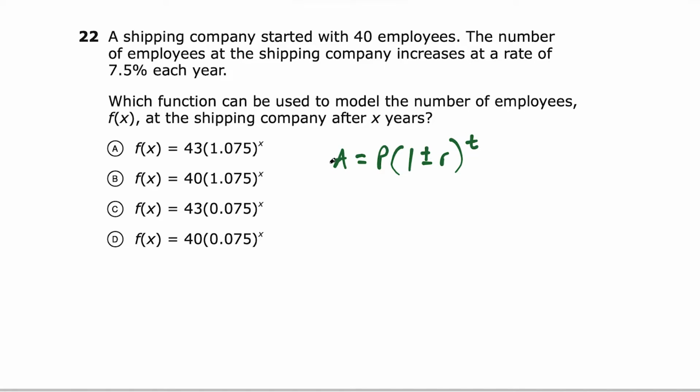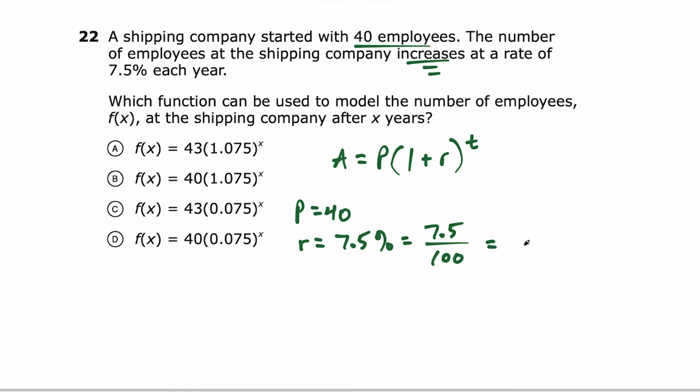Okay, so for a situation like this, where the number of employees is increasing, we're going to go with 1 plus r. Okay, so I'm just going to modify this formula, and I'm only going with the plus here. So now I just plug in everything. P is the initial value here of 40. So P is equal to 40, and then the rate, r, is the percent. So r equals 7.5%, but I'm going to express this as a decimal. So this means 7.5 divided by 100. And if I turn this into a decimal, this is 0.075.